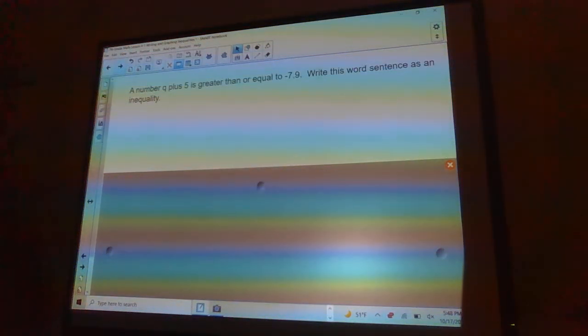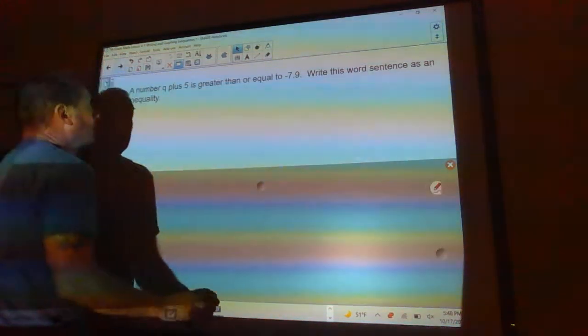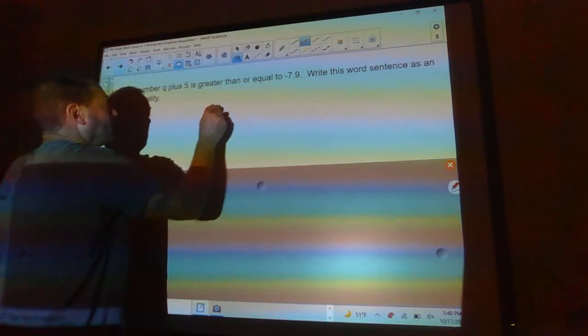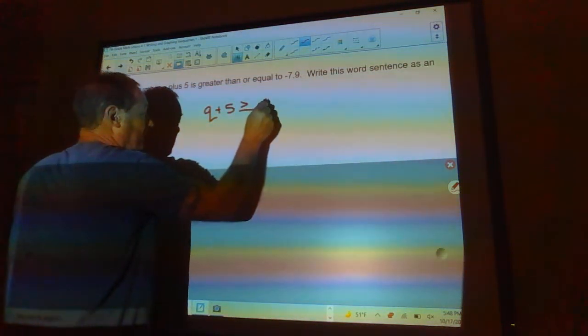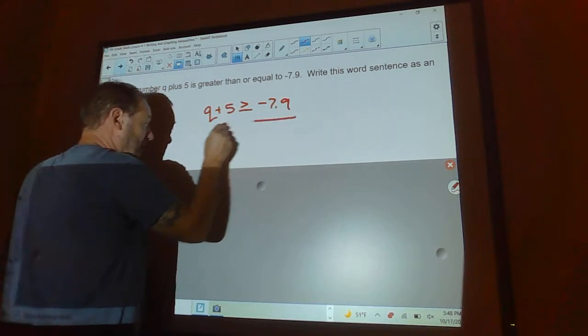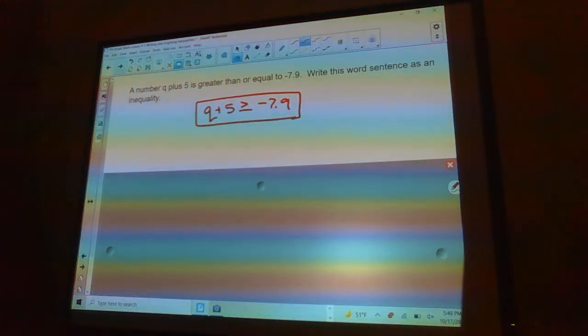Okay, so a number q plus 5 is greater than or equal to negative 7.9. Write this word sentence as an inequality. A number q plus 5 is greater than or equal to negative 7.9. Done. There's your word sentence as an inequality.